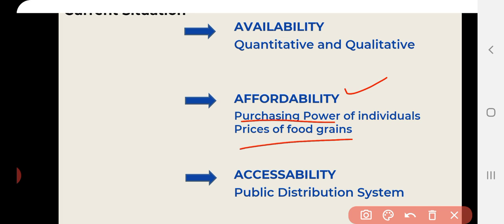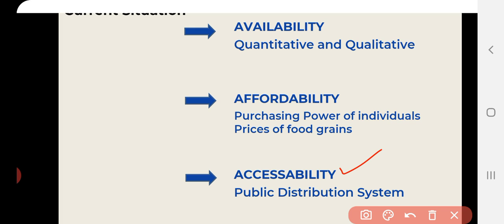And the third point in the discussion on food security is about the accessibility. Accessibility means, whether the amount of food grain or the available food grain, what is the mechanism to distribute the available food grain among different classes of people, among the different strata of the people; how the poor people are accessing this food grain, what is the position of the middle class and higher income groups in order to access this available food grain.